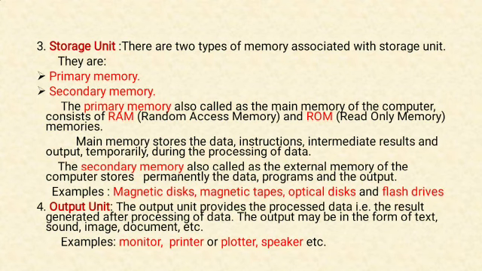And the last unit, that is the output unit. The output unit provides the processed data. I told you, once the data is processed, it is called information. Before processing, the data is stored, and after processing, the data is also stored. Once stored, the data will be displayed through the output unit. It is the result generated after processing of data. The output may be in the form of text, sound, image, document, etc. Some examples of output units: monitor, printer or plotter, speaker, etc.